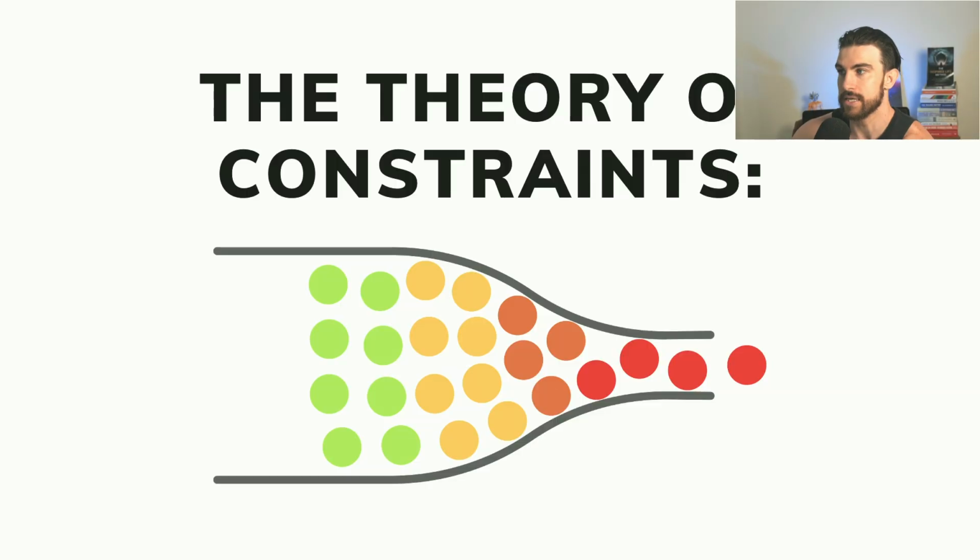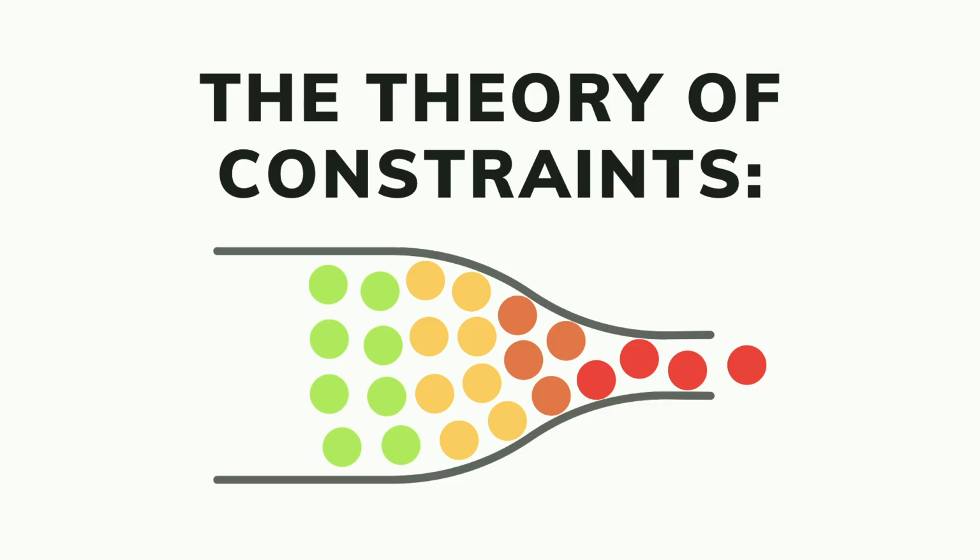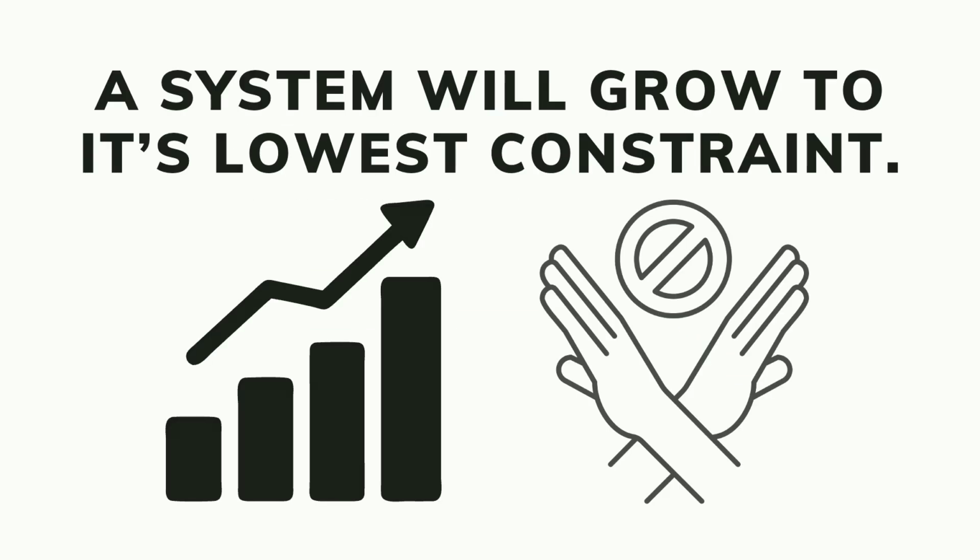So I'm going to be teaching you something that I've been teaching a lot lately, which is the theory of constraints. So if you're not watching the video of this podcast, go watch the video. It's on YouTube and Spotify, I believe. The theory of constraints states that a system will grow to its lowest constraint. A system will grow to its lowest constraint.